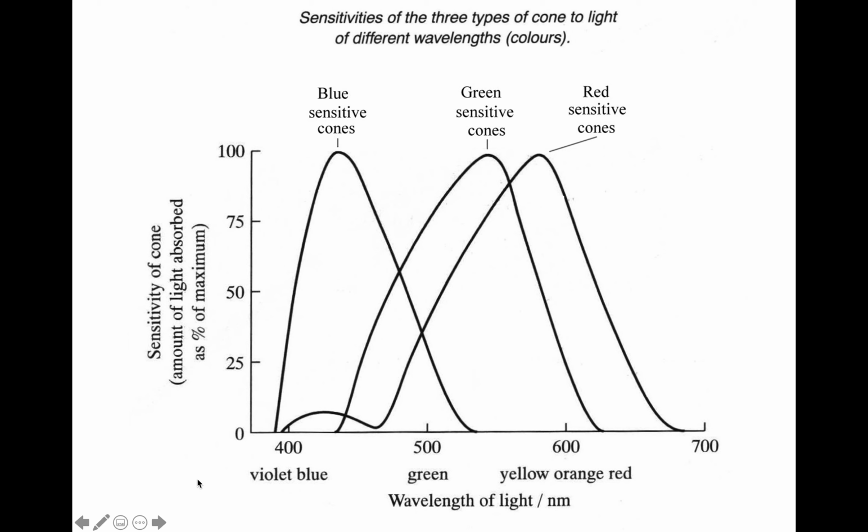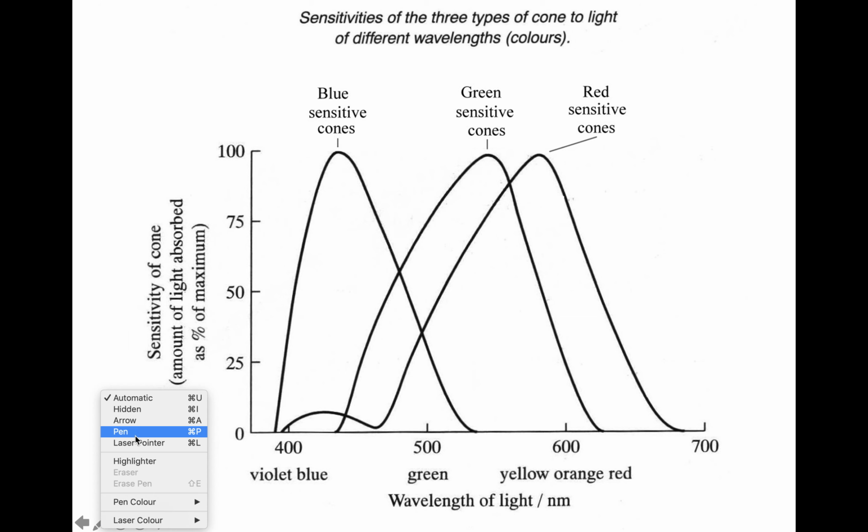That's on the x-axis. On the y-axis, it shows how sensitive each type of cone is to a particular wavelength, and that is measured as the amount of light absorbed as a percentage of the maximum. So blue sensitive cones will absorb 100% of wavelength of light around 430 nanometers.